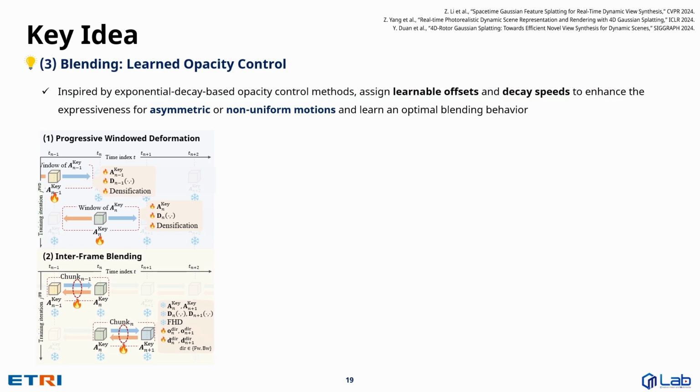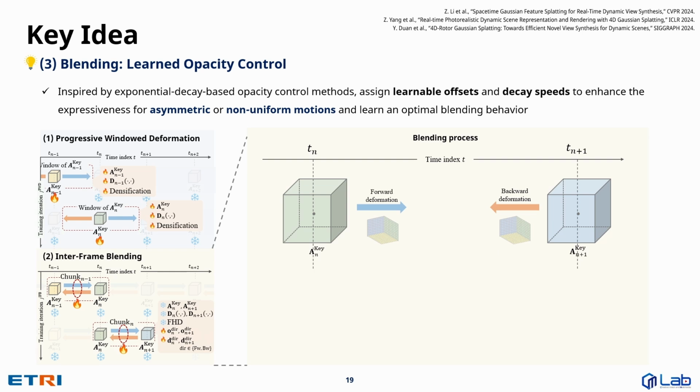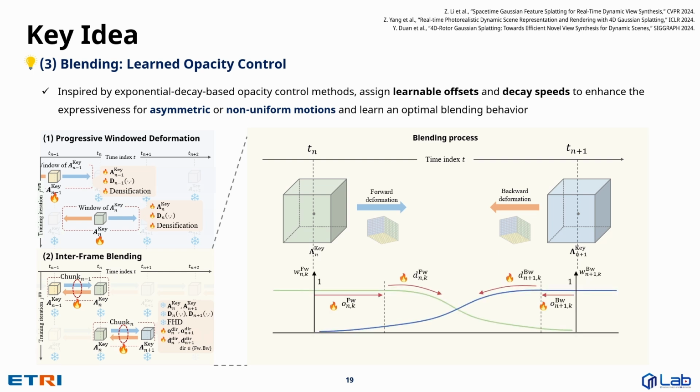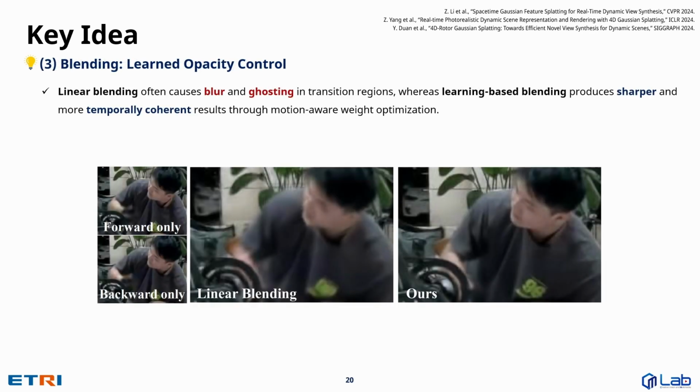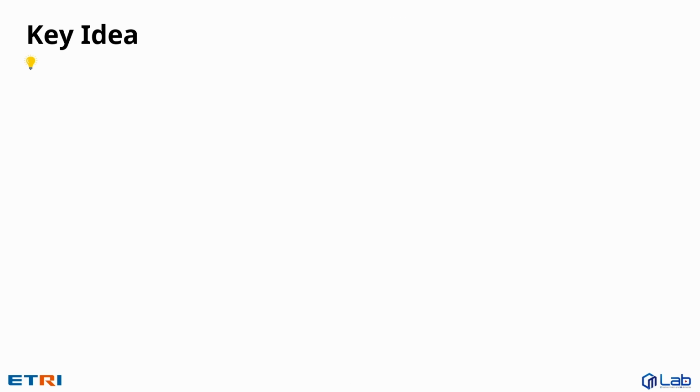We assign learnable offsets and decay speeds to adjacent keyframe anchors. Then the left anchor is deformed forward, while the right anchor is deformed backward toward the intermediate time step. Finally, the two deformed anchors are blended with learned opacity weights to produce a smooth temporal transition. A simple linear blending often produces blur and ghosting in the transition region. In contrast, our learning-based blending generates sharper and more temporally coherent results.